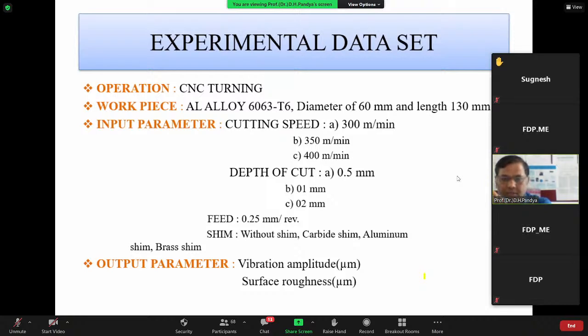That is kept constant. And in the experiment, we are using three different kinds of shims: carbide, aluminum, and brass. And the fourth operation we perform without a shim. And we are measuring the vibration amplitude and surface roughness from the responses. Surface roughness we measure just to support our dynamic motion behavior study.